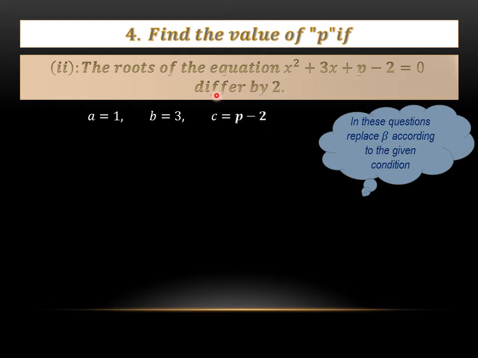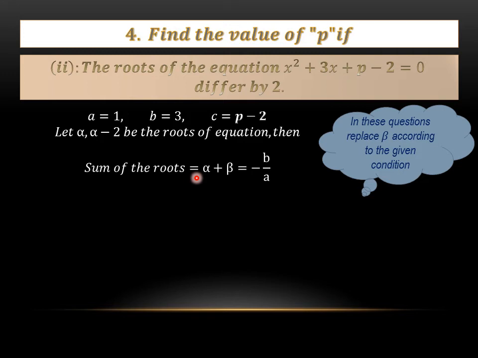alpha minus 2. As I told you before in the previous question, we always write the digit with alpha that is given in the question. The digit given in the question is 2, so it will become alpha and alpha minus 2. So the two roots of the equation now are alpha and alpha minus 2. Taking the values of a, b and c, it is 1, 3 and p minus 2. First of all, we have to find the sum. By using the sum, we will get the value of alpha, and then finding the product of the roots, we will get the value of p.